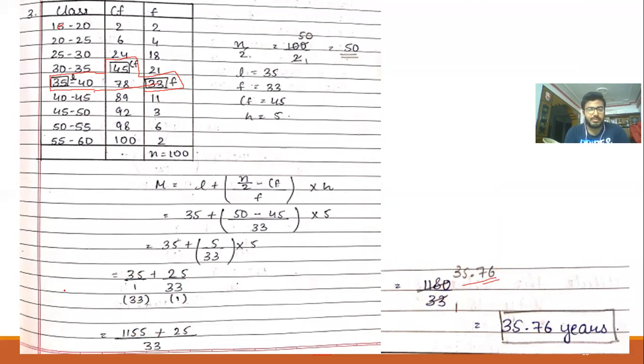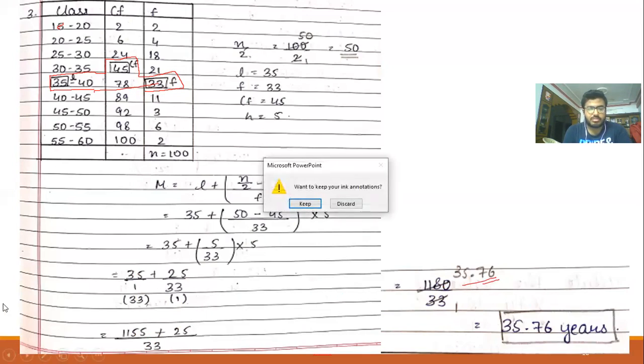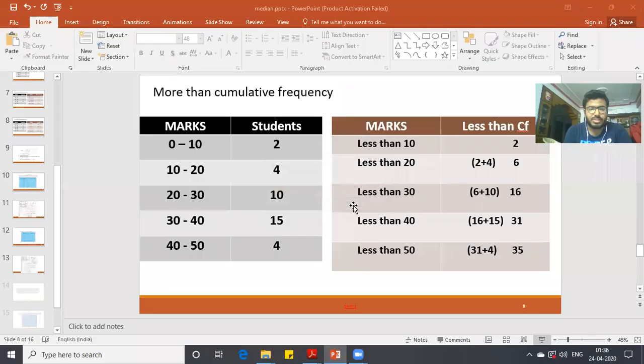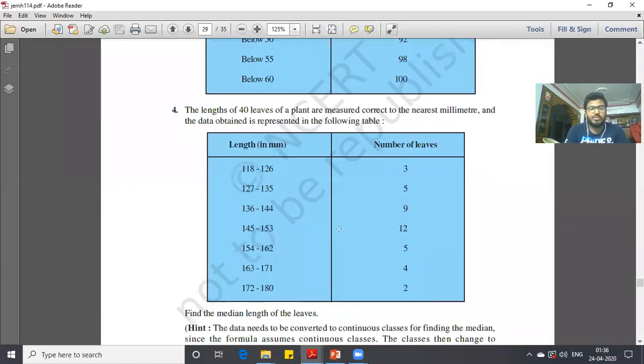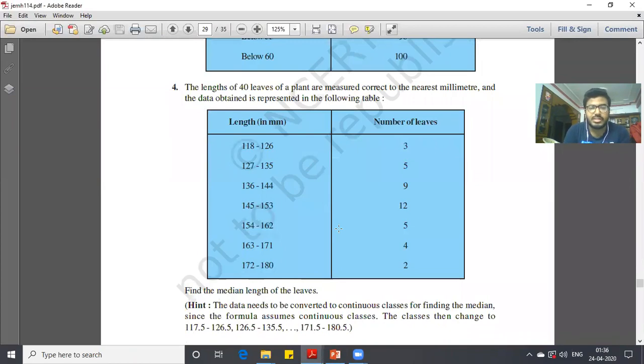Now this is the third question. After this, I want you to do the fourth question, 4, 5, and 6. You have to do it alone. In the fourth one, remember 118 to 126, then it is 127. So the class is not continuous. You have to make it continuous.